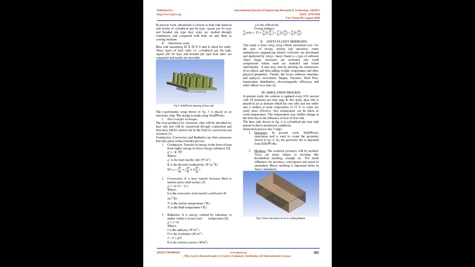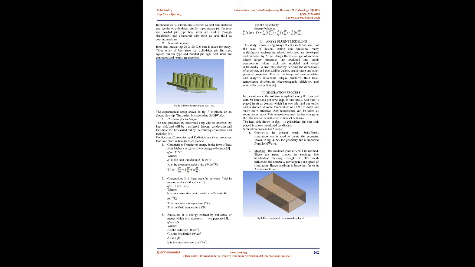B. Simulation setup. A heat sink measuring 20x20x6 mm is taken for study. Three types of heat sinks, i.e. cylindrical pin fin type, square pin fin type and bonded fin type heat sinks, are compared and results are recorded. The experimental setup shown in figure 3 is placed on an electronic chip. The design is made using SolidWorks heat transfer technique.